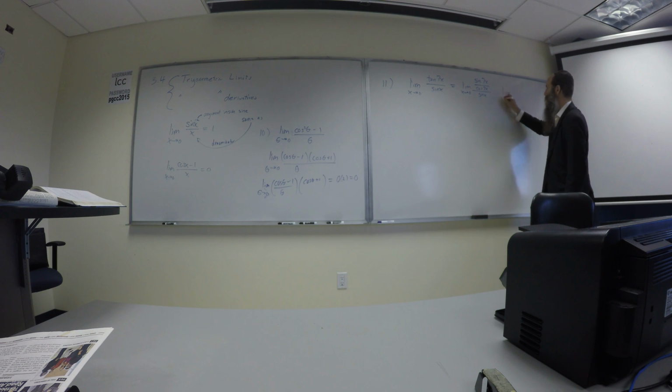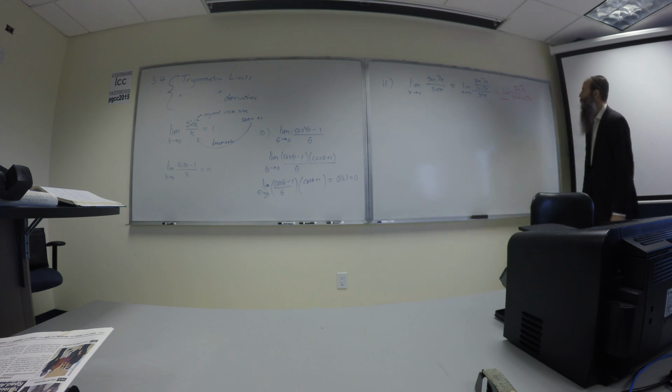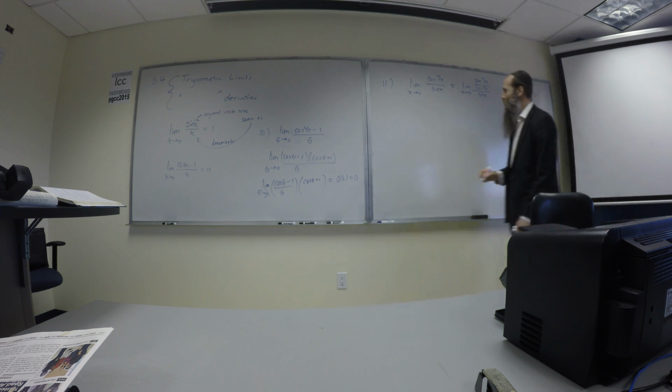So limit as x approaches 0. Put the sine x next to this. Okay? Sine 7x, sine x, cos 7x. Okay? So put a 7x underneath this one and a 7x underneath this one. Yeah. Actually, let's do it. No, let's do it. It's perfect.